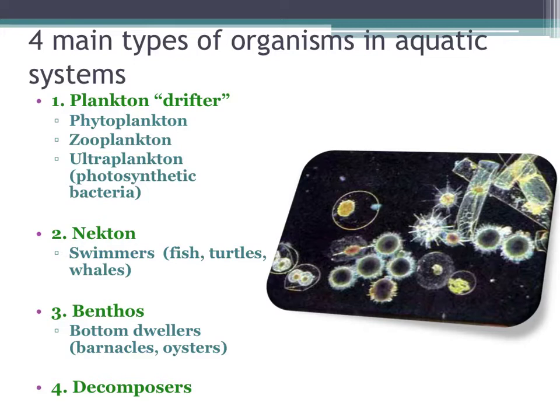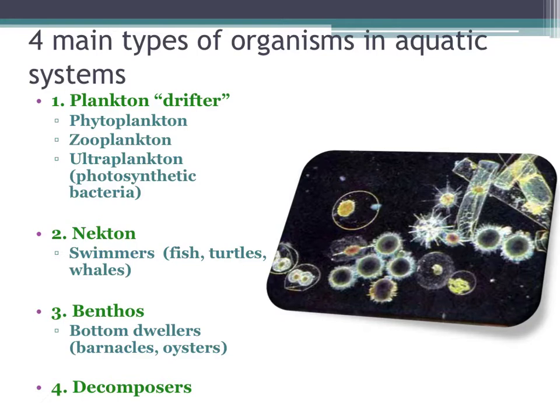There's a new classification that recently got thrown in the mix, something called ultraplankton. They're photosynthetic bacteria, teeny tiny, but they do contribute to our primary productivity and, of course, to our world's oxygen supply. The second category of organisms is nekton.